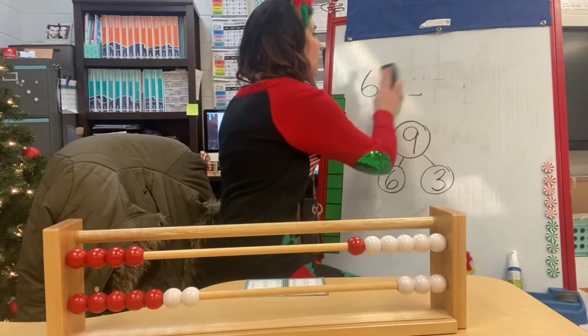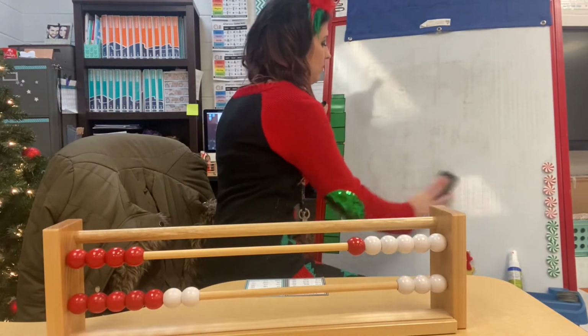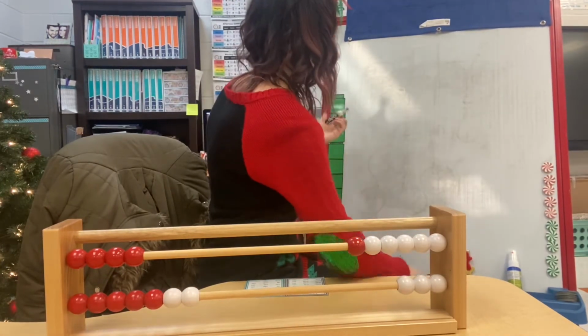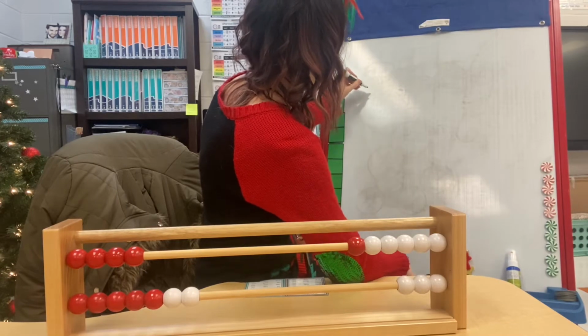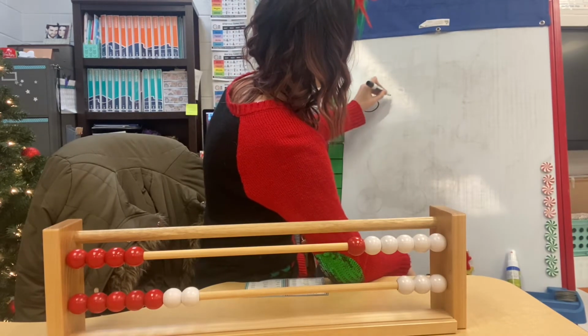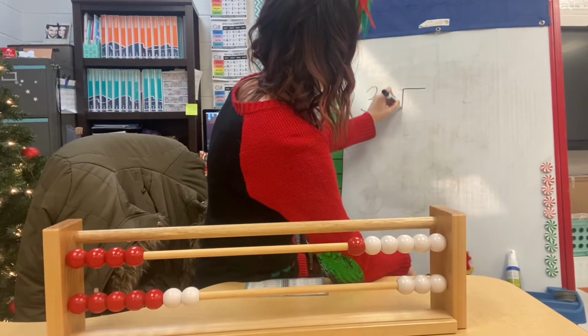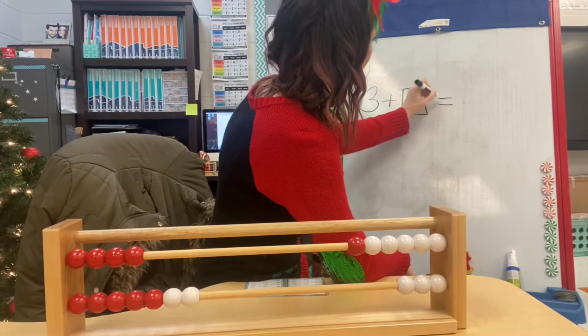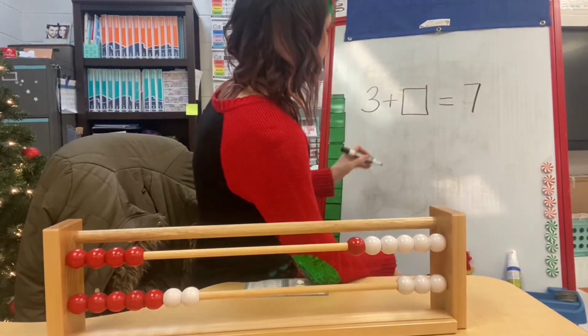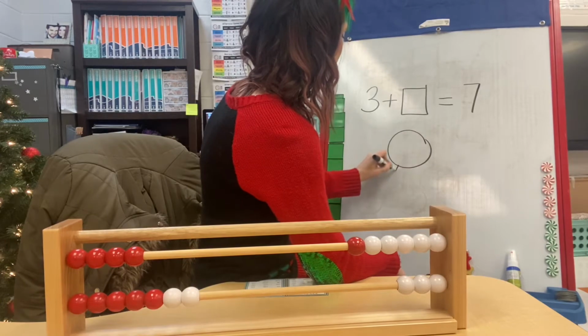All right, let's do another one. Okay, this time let's do 3 plus something equals 7. So we're going to draw a number bond here.